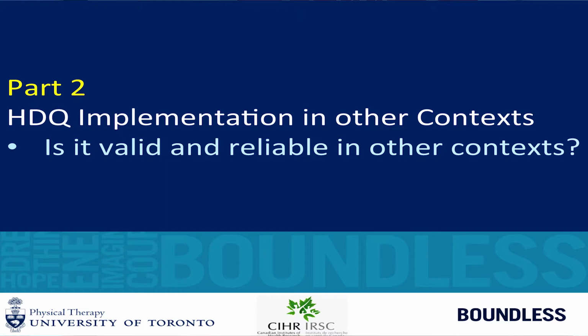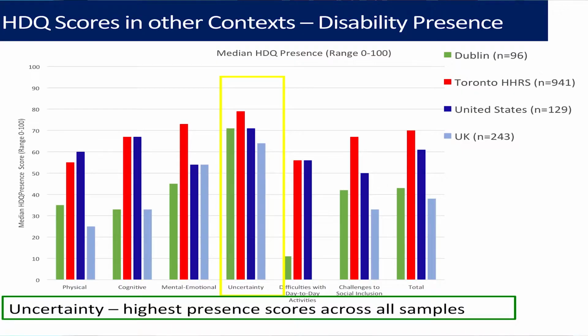So we've implemented the HDQ, we've assessed some of its measurement properties, but the question is, is it really valid and reliable in other contexts? The HDQ has since been administered among Canadians living with HIV through this web-based HIV Health and Rehabilitation Survey, in Dublin with the work that we did with St. James's Hospital there, also with a sample living with HIV and peripheral neuropathy in the United States, and most recently with a sample of 243 adults living with HIV accessing the Dean Street Clinic here in the UK, and this work is being done with Darren Brown.